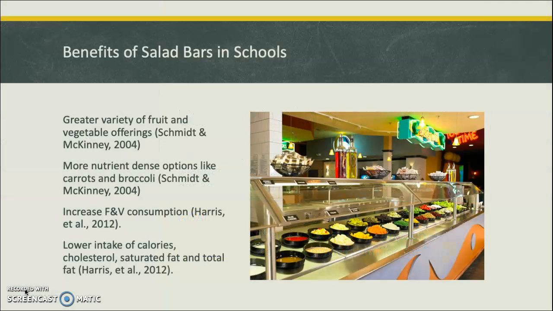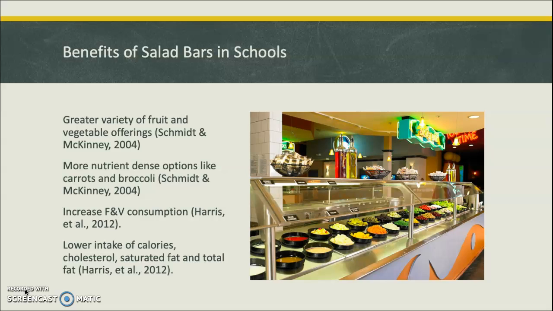Studies show that schools who offer a salad bar tend to have a greater variety of fruit and vegetable offerings compared to schools who only offer a cafeteria lunch with no salad bar option. In addition, schools with salad bars were more likely than their counterparts to offer nutrient-dense vegetables like carrots and broccoli.